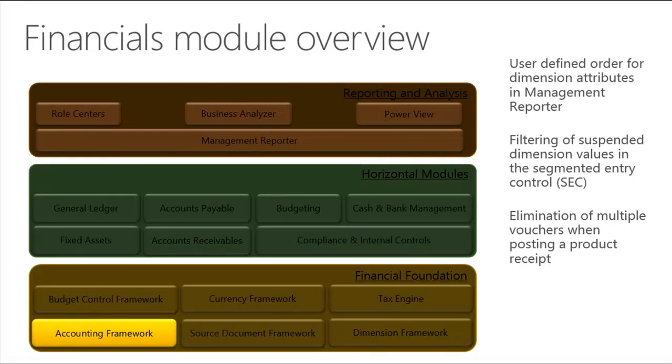On the accounting framework side, previously inside Management Reporter all of your dimensions showed up in alphabetical order. Now inside of AX, we've got the ability to define the order that you want those dimensions to appear inside of Management Reporter. We also have, and this is one of my favorites, the ability to filter suspended dimension values out of that segmented entry control or account entry control.